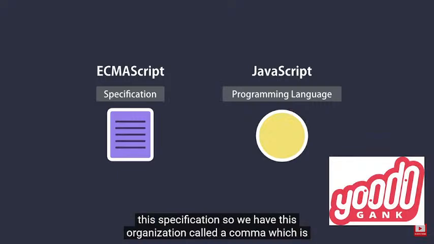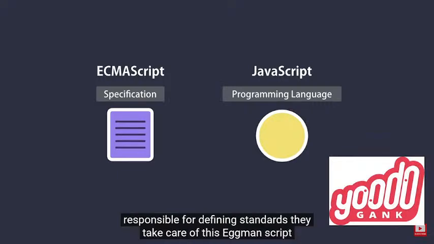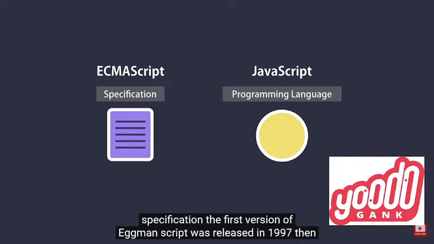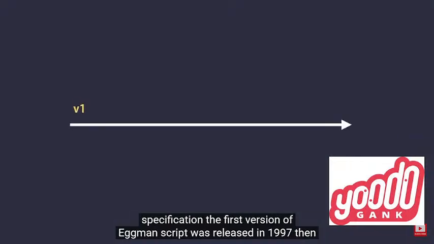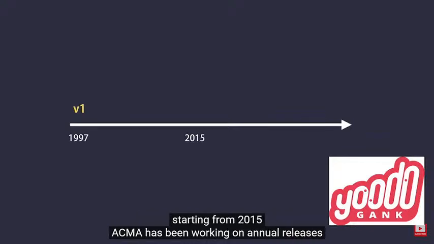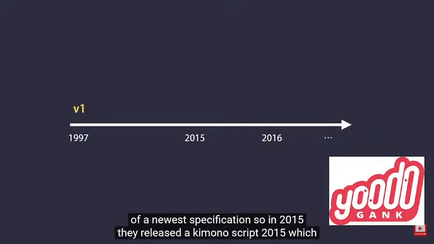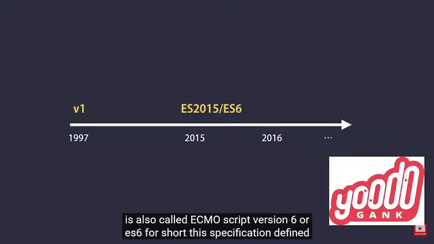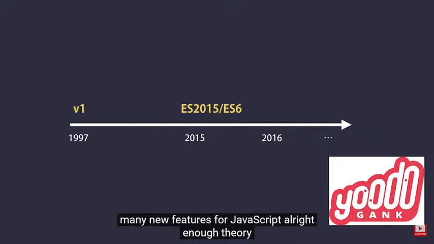So we have this organization called ECMA, which is responsible for defining standards. They take care of this ECMAScript specification. The first version of ECMAScript was released in 1997. Then, starting from 2015, ECMA has been working on annual releases of a new specification. So in 2015, they released ECMAScript 2015, which is also called ECMAScript version 6 or ES6 for short.